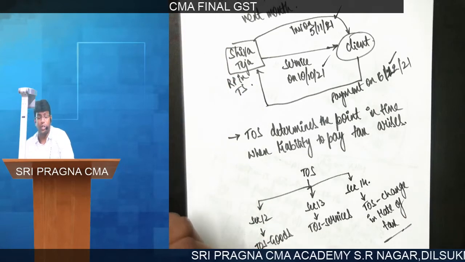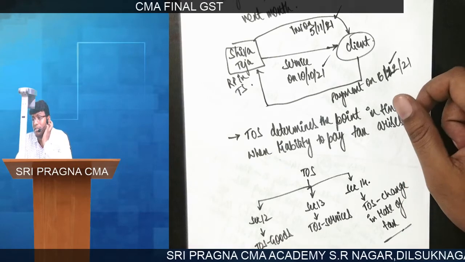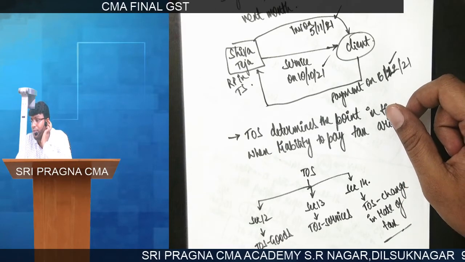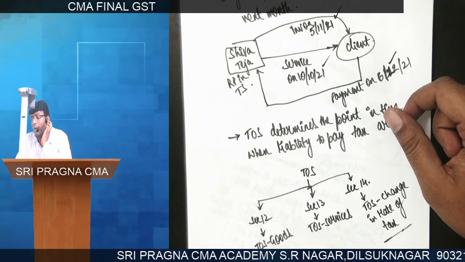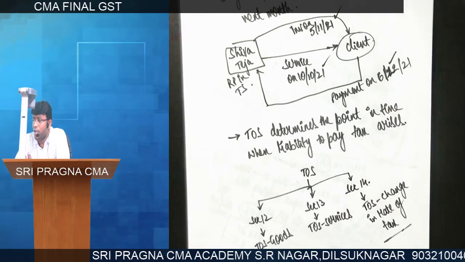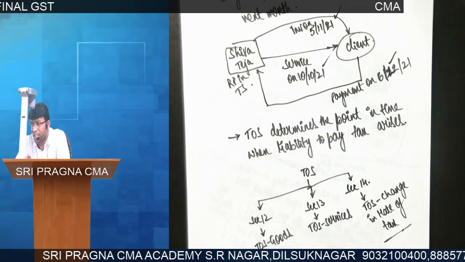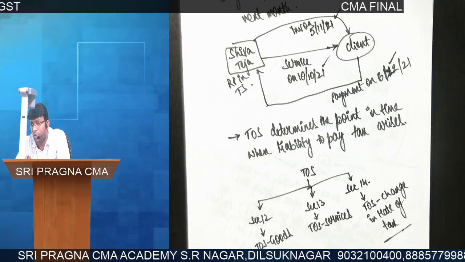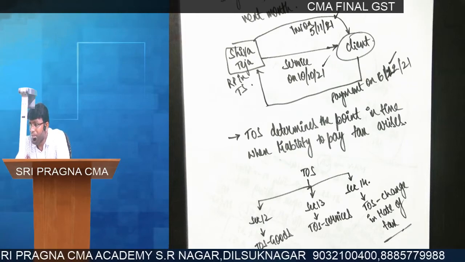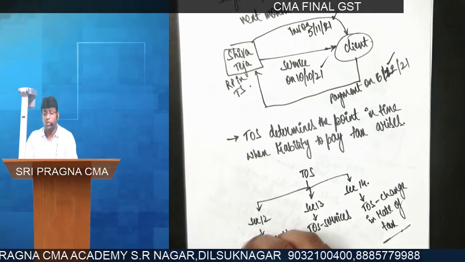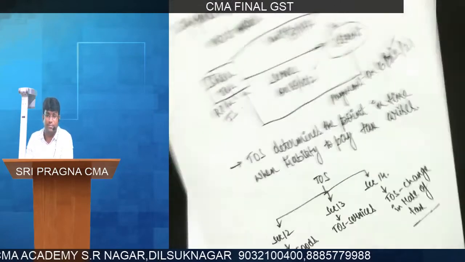Come on, friends. What is section 12 for? Time of supply in case of goods. 13 for time of supply in case of services. 14 for time of supply in case of change in rate of tax. Clear, friends? Let's complete 12 today. 13, 14 we'll talk later, and we can also discuss a lot of questions on time of supply, and generally time of supply keeps coming in the exam.